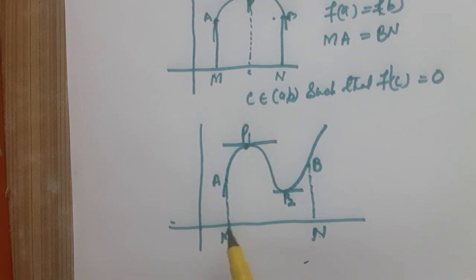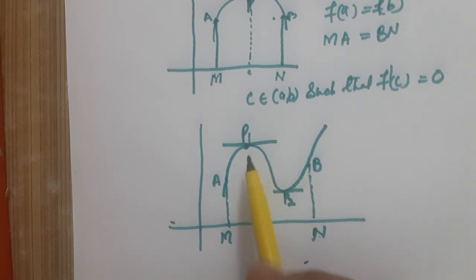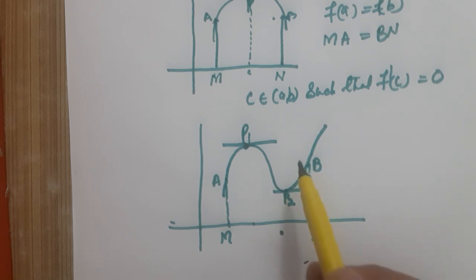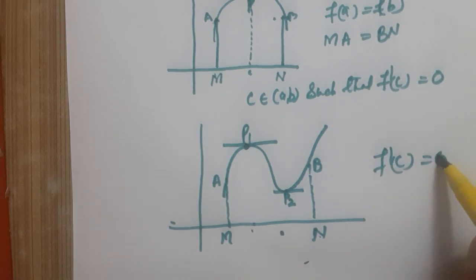So there may exist more than one point between A and B, the tangents at which are parallel to the x-axis. This is parallel to the x-axis. This is also parallel to the x-axis. So there exists more than one real number C in A to B. C यहाँ पे भी हो सकता है, यहाँ पे भी हो सकता है. Such that f dash C equal to 0.